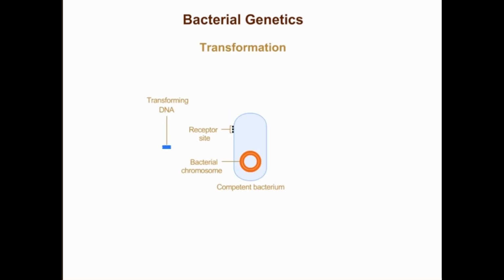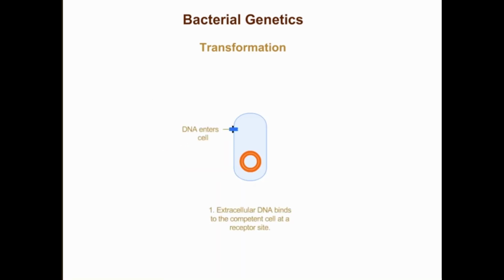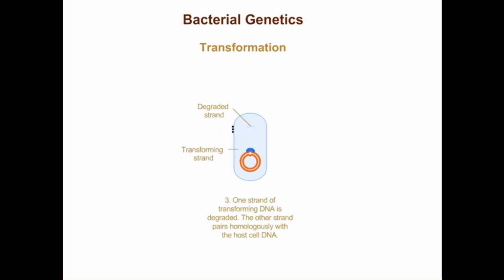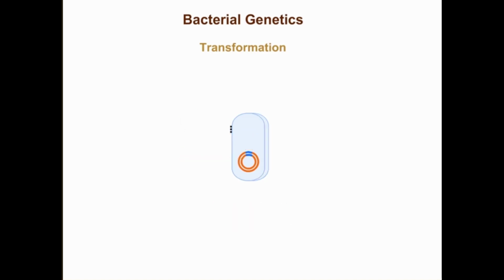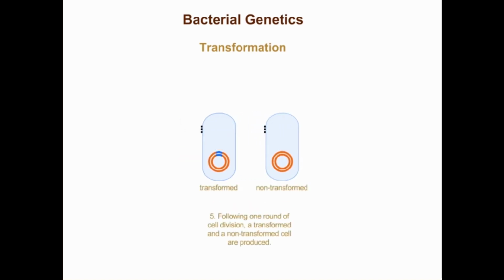Transformation. Transformation is another method of transferring DNA in bacteria. It provides a mechanism for the recombination of genetic information in bacteria. Cells must be competent, that is, able to take up DNA. Double-stranded DNA enters the bacterial cell, and one of the strands is degraded by nucleases, whereas the other strand integrates into the bacterial DNA.